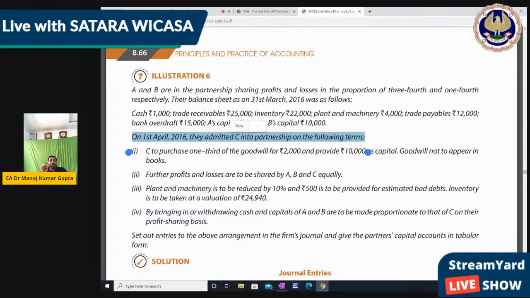That's why goodwill should not be shown in the books. If it is shown in the books, it is not a good intimation. So here also the mention is that goodwill should not appear in the books. बहुत अच्छी बात है, it will not appear in the books.